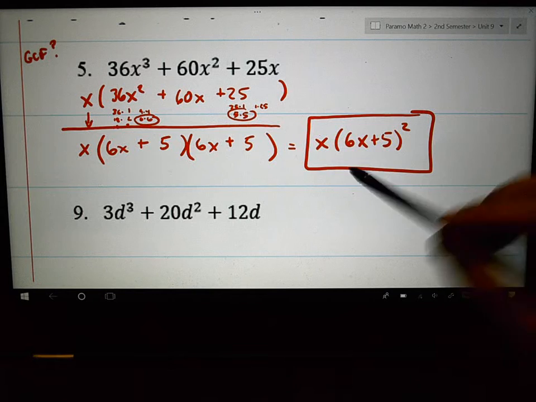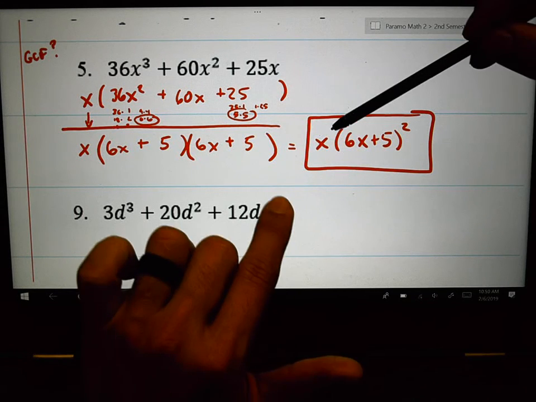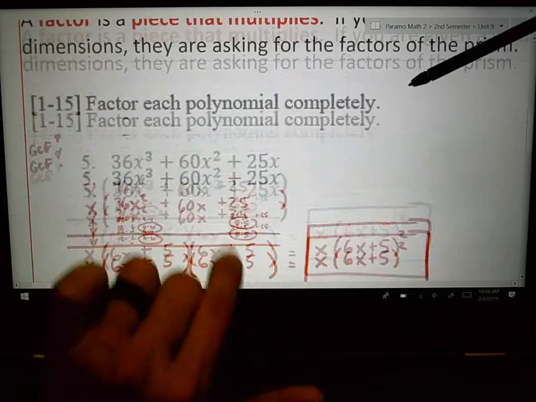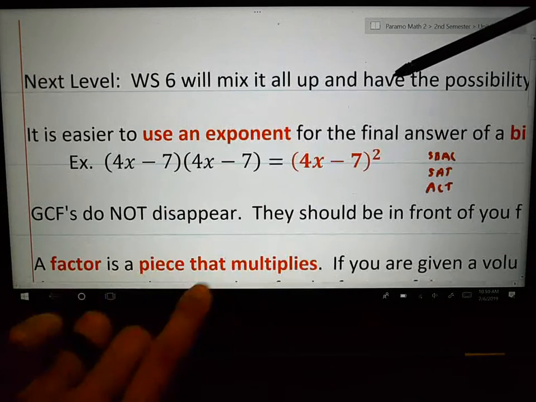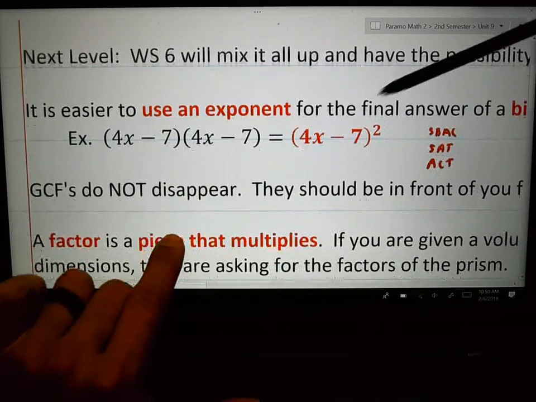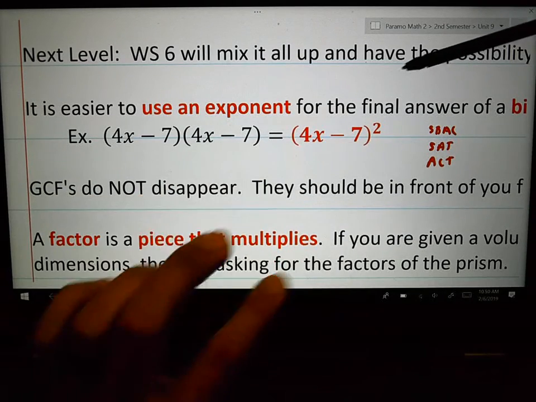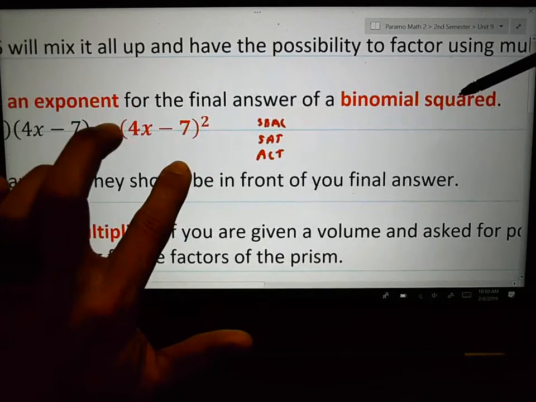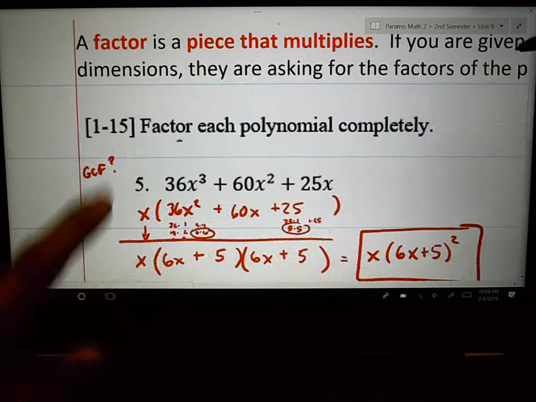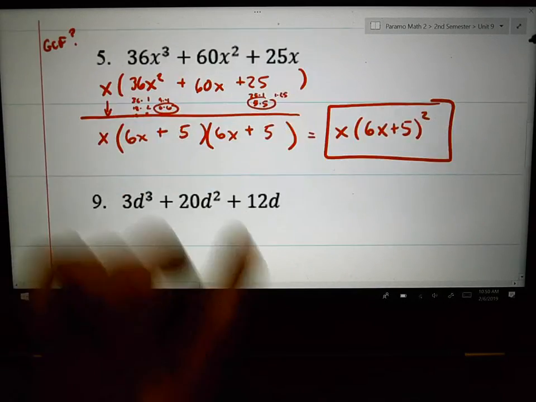What I like about starting with this is it has a GCF, and that's one of the first things we said. GCFs do not disappear. And how to use an exponent for the final answer of a binomial squared. We get to use both of those things in that first problem.